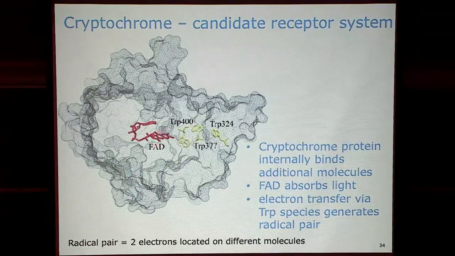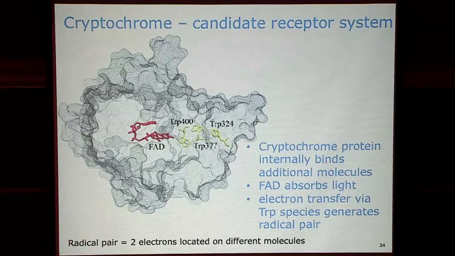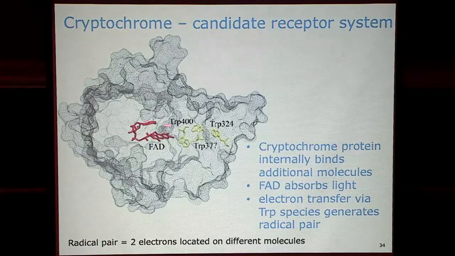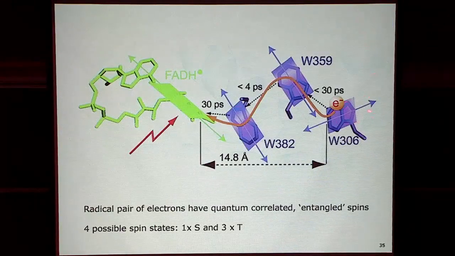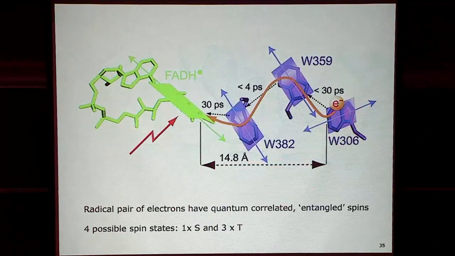One electron is located on this molecule here, and the other electron is located possibly on one of these tryptophans, possibly on some other molecule. One of the real problems with this mechanism is that there's no good candidate for the other partner in the radical pair. But most people assume it's one of these tryptophans. So supposing it's the last tryptophan here, this is the process of excitation, and then this guy actually takes on a hydrogen, a proton, and then an electron moves through this chain of tryptophans to the FAD, and that way you have one unpaired electron here and one unpaired electron over here. That's a distance of about 15 angstroms.